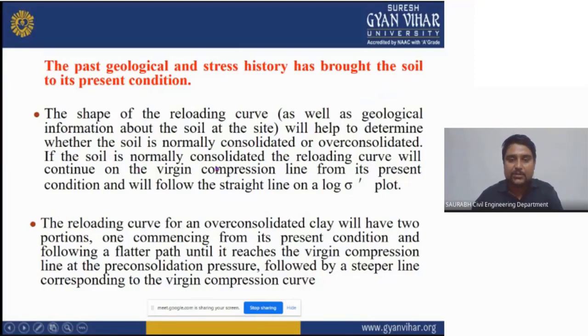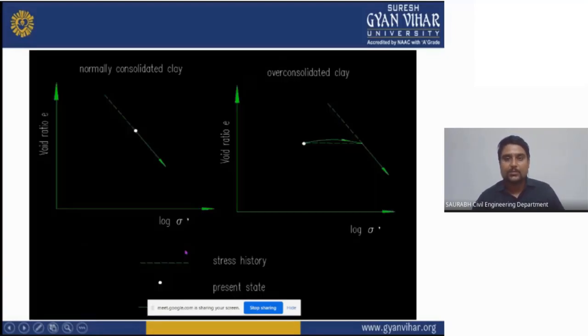If the soil is normally consolidated, the reloading curve will continue on the virgin compression line from its present condition and will follow the straight line which is shown by the log sigma plot. The reloading curve for over consolidated clay will have two portions, one commencing from its present condition and following the flatter path shown in the graph, reaching the virgin compression line at the pre-consolidation pressure, followed by the steeper line. So these points you need to remember.